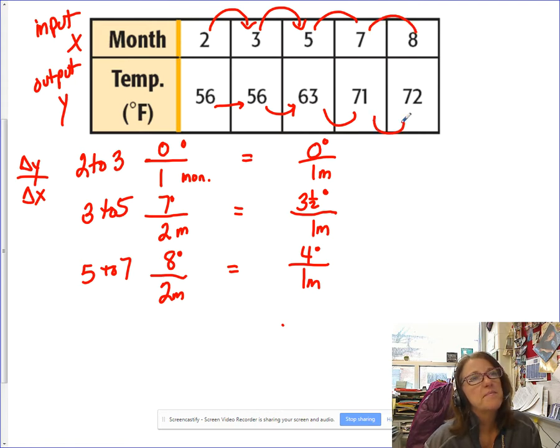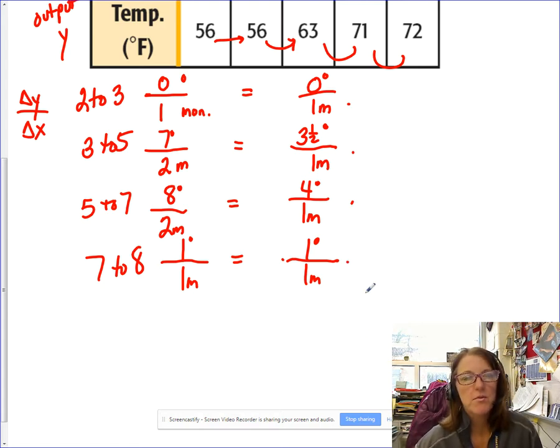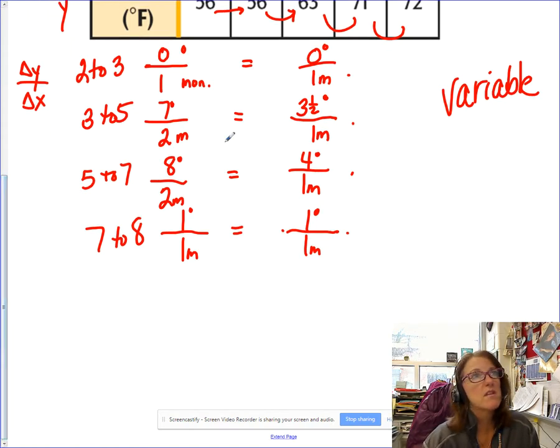The last one is month 7 to month 8. 7 to 8. This time again, it's 1 month. My temperature only went up 1 degree. So that's already built in to be a unit rate, 1 degree in that 1 month time frame. So we have 4 rates of change, and each one of them has a different value. What this tells me is that this is a relationship that has varying or variable rates of change. We're going to graph this now so you can see what this would look like.